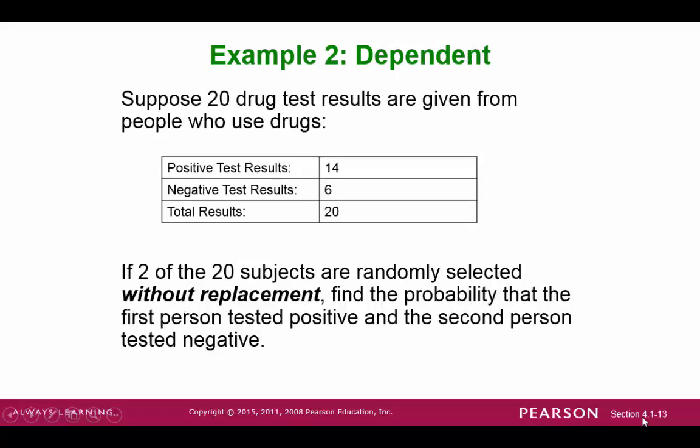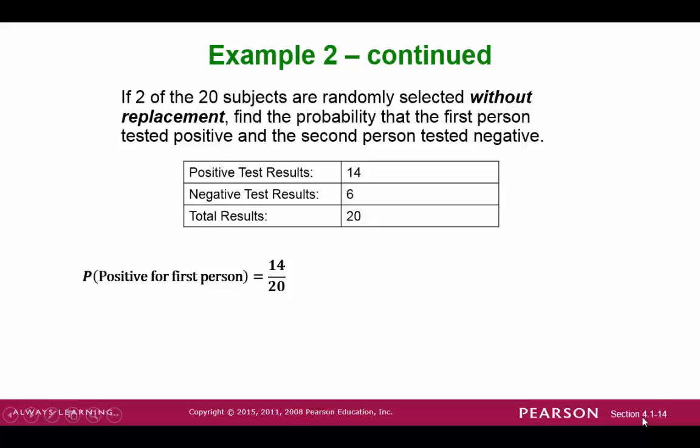Let's take a look at a similar example, but this time take the second person without replacement. In this case, the second event is dependent on the first one, because without replacement, the sample space will change. So here we start off the same way. The probability for selecting someone who tested positive is 14 out of 20. The big difference is that there is no replacement. So the first pick is not replaced.